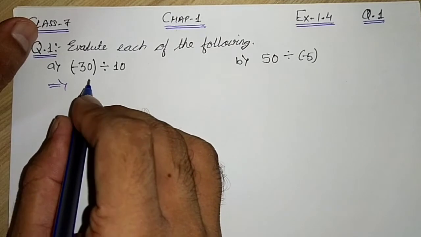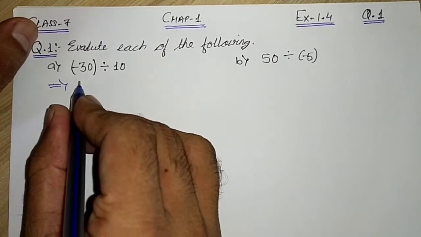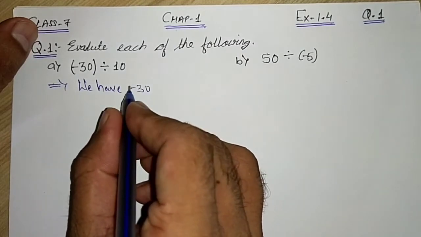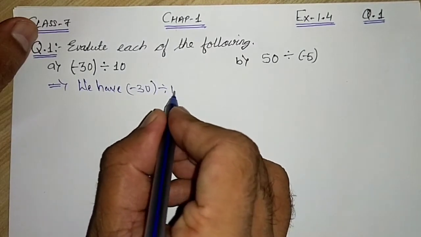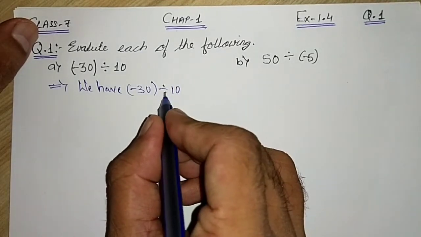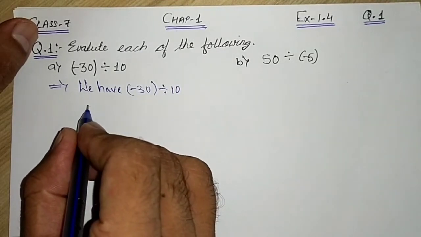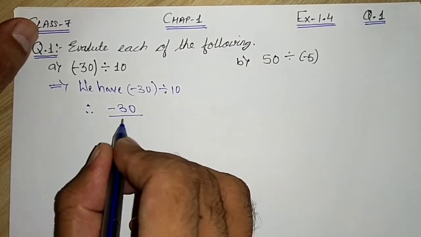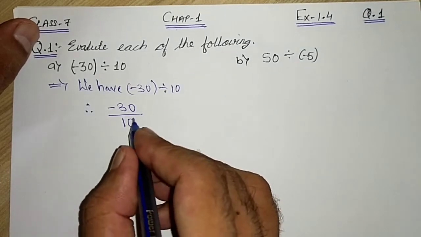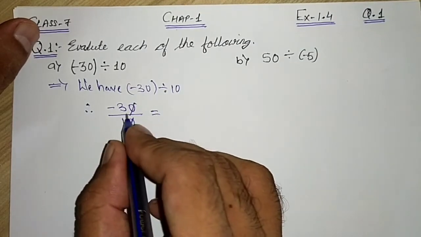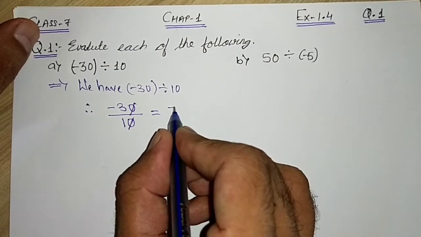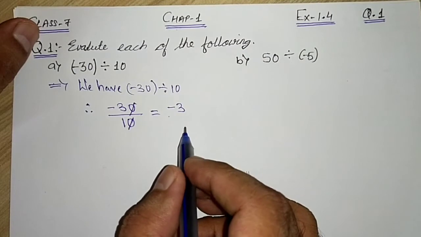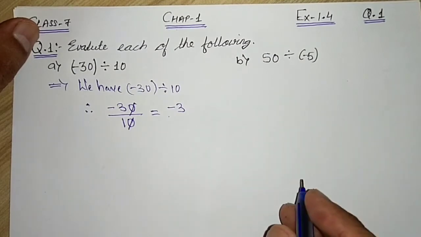Why? Because if you have not gone through the introductory part, please go through it. Here we have minus 30 divided by 10. 0 and 0 will be cancelled out, so it will become minus 3 by 1, which means it is only minus 3. If we write minus 1 or not in the denominator, it is okay.